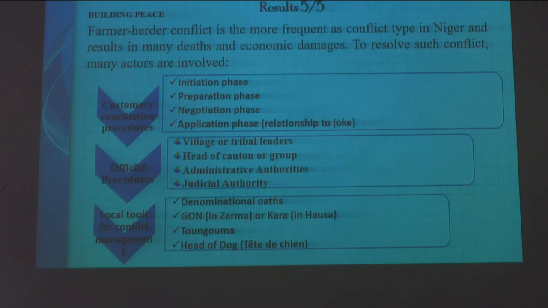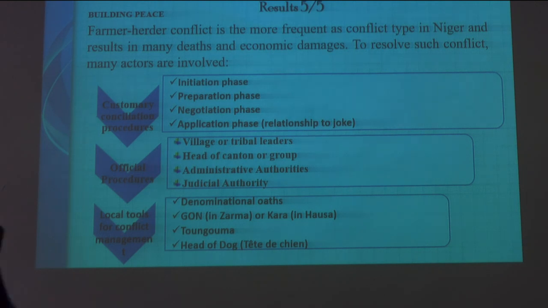The customary one starts when a farmer or a herder gets damage from his partner. First, he will complain. Second, they will assess the damage caused. The third is negotiation. Importantly, in this phase of negotiation, they apply the joking relationship, which we call parenté à plaisanterie in French. People will joke. The Fulani, for example, are always arguing or joking with the Kanuri. It exists, and sometimes they will tell you it is over and you will accept it like that.